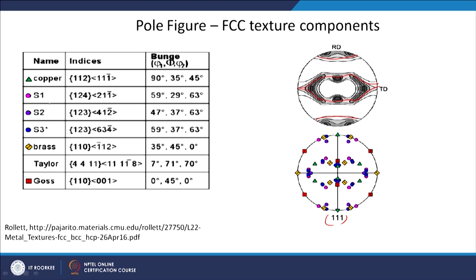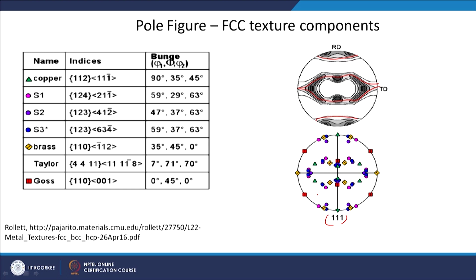Then you have S, which has 3 different variants. Then you have brass, which is shown by a yellow square. So, these are all the brass components shown here. Then you have the Gauss component, which is shown here. So, in a pole figure this is how all the different texture components will be distributed.